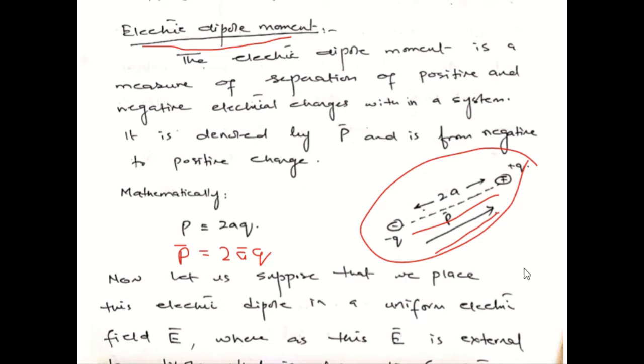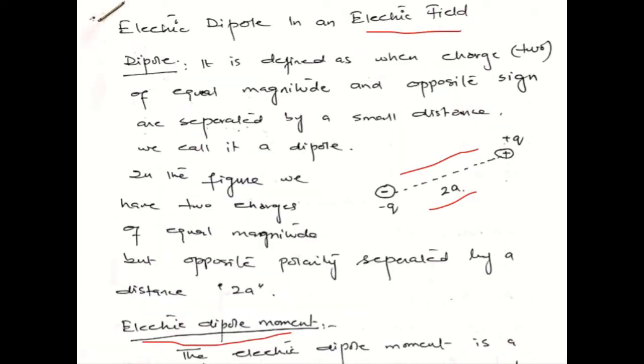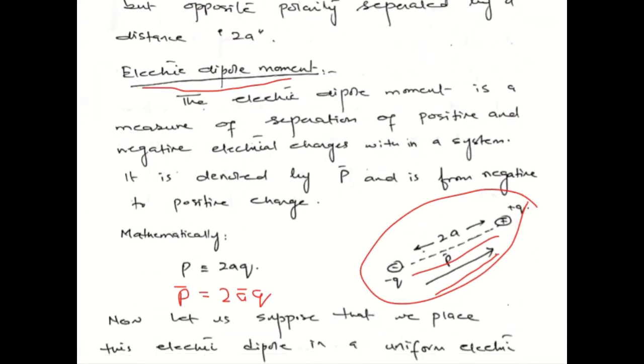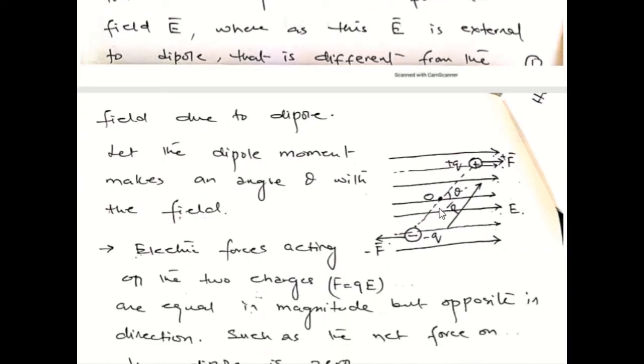Now coming to the article, that is, electric dipole in an electric field. So what happens when I place this electric dipole in this electric field? This field is external to the field which already exists because of these two charges. Obviously when we have a charge, it has its own field, but we will not consider that field at this time.